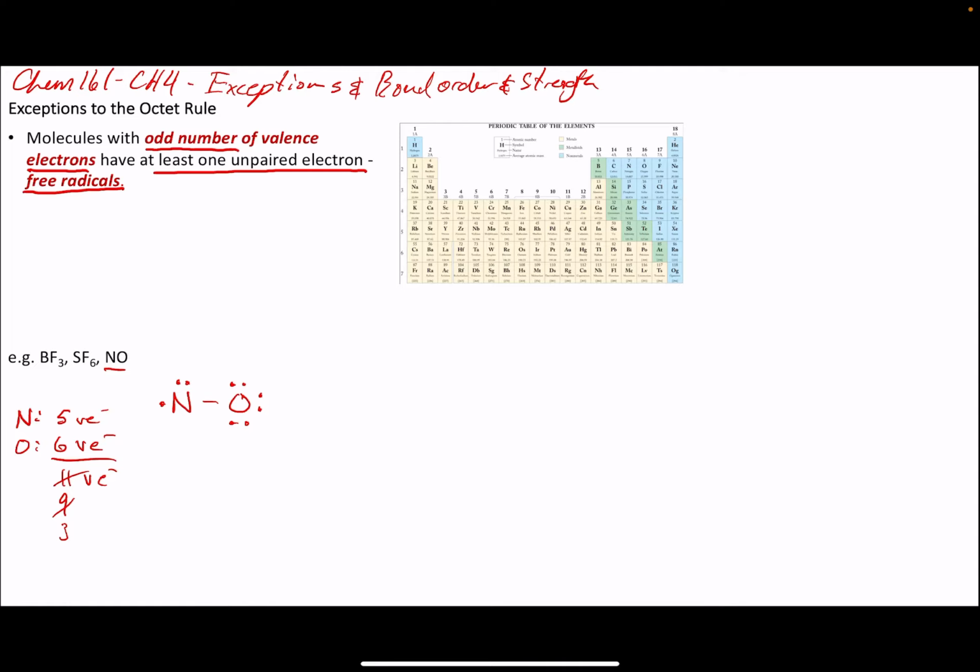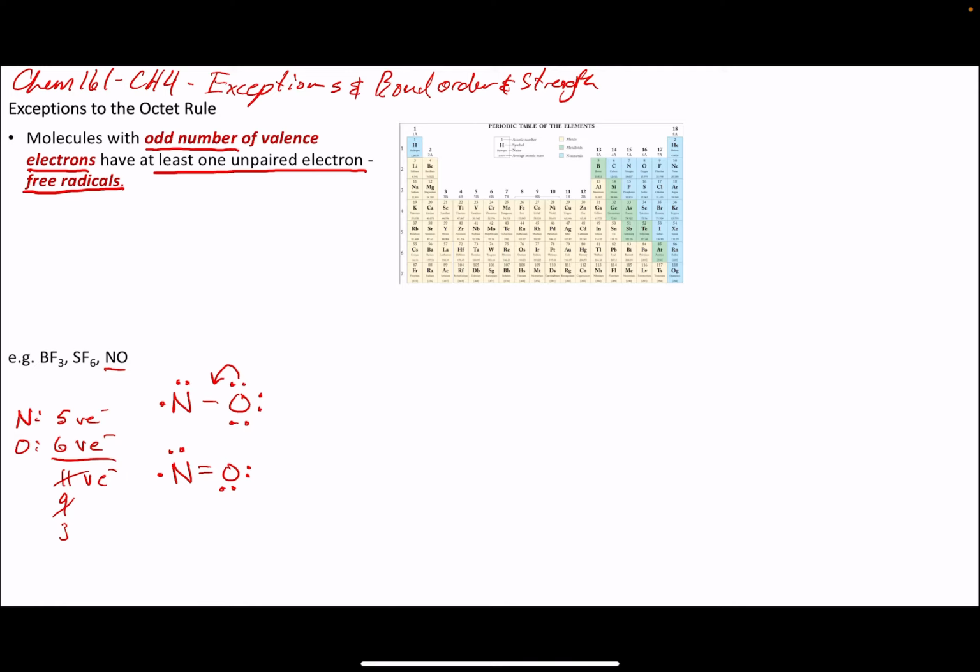Clearly, the nitrogen does not have an octet at this point, and so we would consider borrowing a pair of electrons from oxygen to do that. Okay, so we'll consider this option here and still have that unpaired electron on the nitrogen in this case.